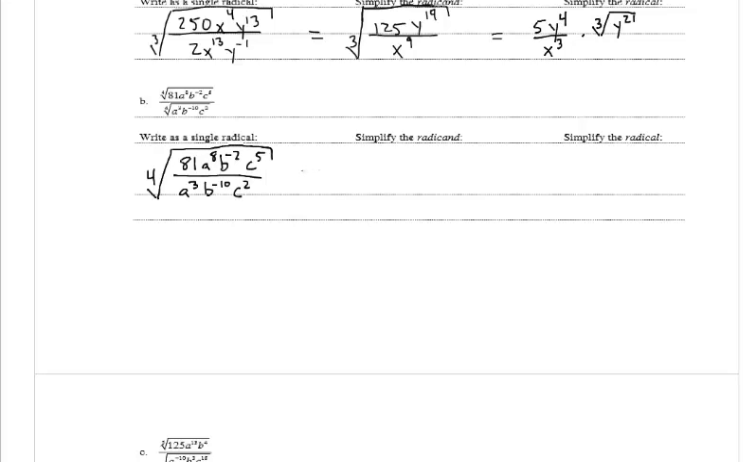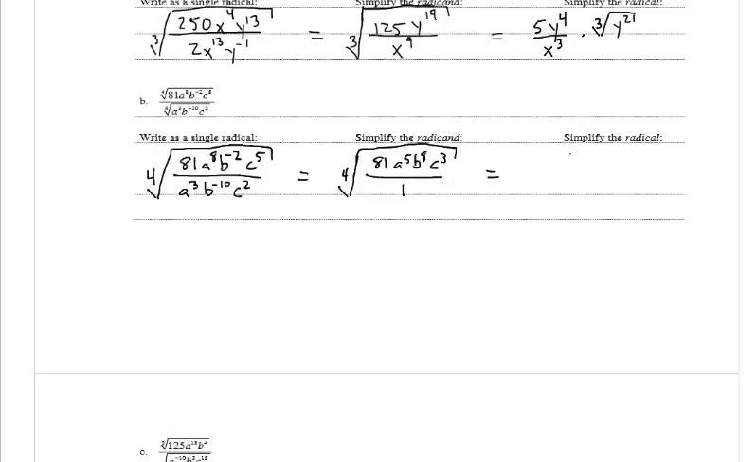And now we want to simplify the radicand. So we have 81 a to the 8th divided by a cubed is a to the 5th. B to the negative 2 divided by b to the negative 10 is equal to b to the 8th. And c to the 5th divided by c squared gives us c cubed. So we don't end up having anything left in the denominator in this question. So put it over 1, or I could have made my 4th root smaller.